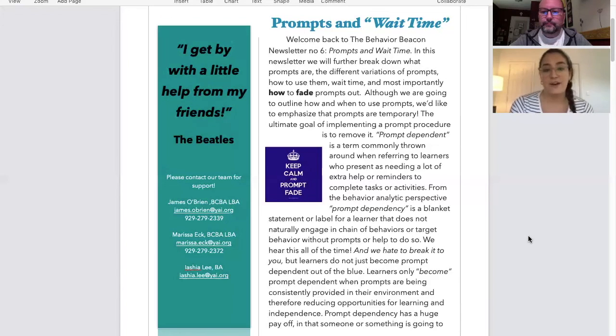We hear this all the time. And when we hear it, we roll our eyes because we hate to break it to you. Learners do not just become prompt dependent out of the blue. Learners only become prompt dependent when prompts are being consistently provided in their environment and therefore taking away opportunities for them to engage in that task or activity independently. And like we've talked about in some previous newsletters, what's the payoff to our learners' behaviors? Prompt dependency has a huge payoff in that someone or something is going to show up and save the day and prompt them through something, potentially.